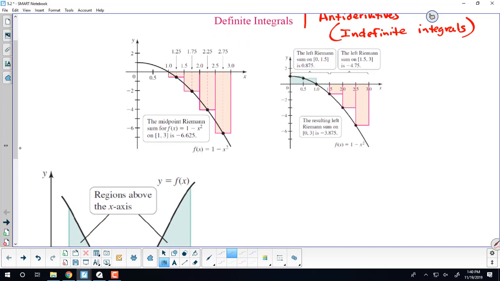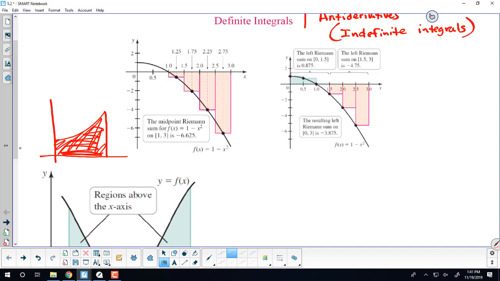All of the examples we looked at in 5.1, they were all functions that were above the x-axis. And we were just finding area bound by the function and the x-axis. And since all of those functions were above the x-axis, the area we found came out to be positive. But in a more general sense, if our function lies below the x-axis, like this first one here, then the area would come out to be negative.